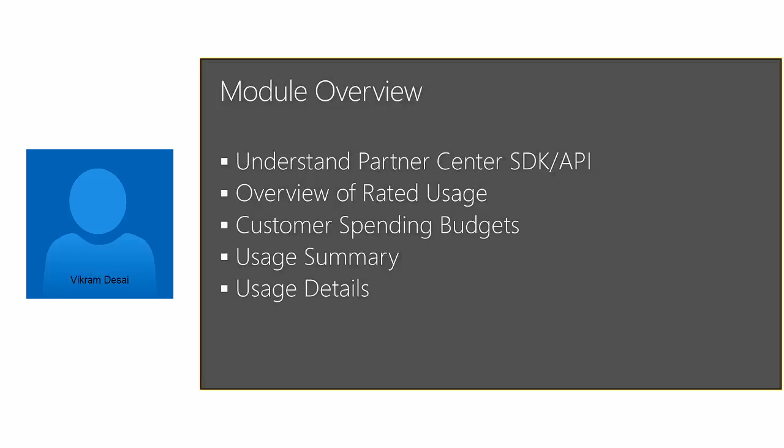Okay. I'll walk you through multiple things, but for Azure rated usage, before going there, just a quick overview of what is Partner Center SDK and API, just to level set. I'm not sure that every one of you is aware of that. Then we'll get into the rated usage and various scenarios that we're supporting in Partner Center today: how do you see customer spending limits? How do you do rated usage for a customer subscription, or for a specific customer, or all your customers? And in the same way, then get one level further into the details of that usage.